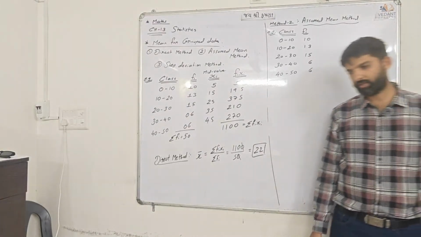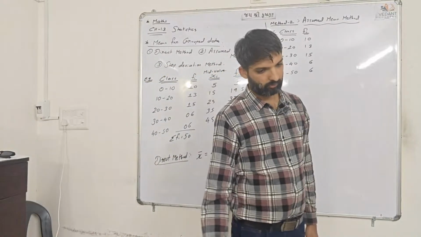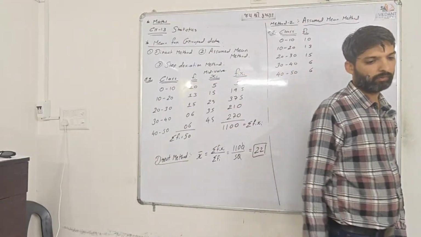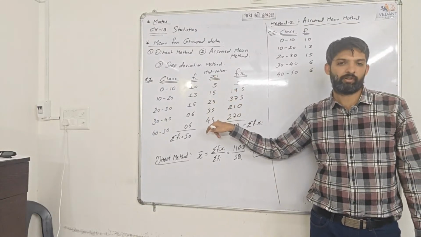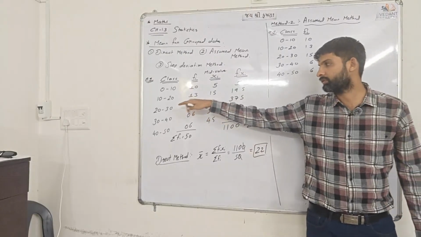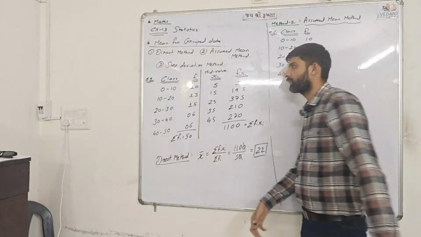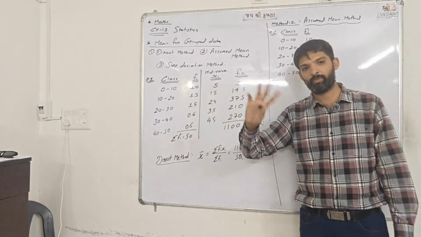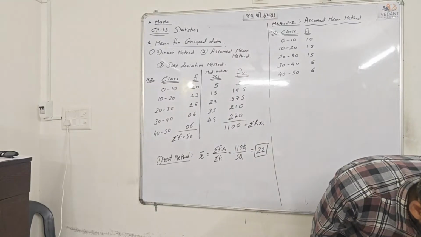Mean for group data and ungrouped data. See, formula seems to be same, but in case of group data, this xi you need to calculate in the form of mid value. This you have to find out. Okay, it won't be given in question. In question, this much part is given only. Okay, this class and fi will be given in the question.